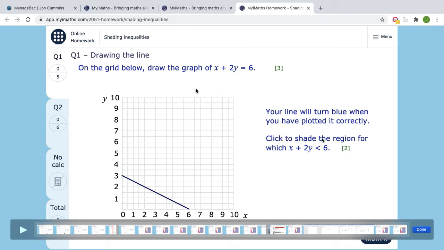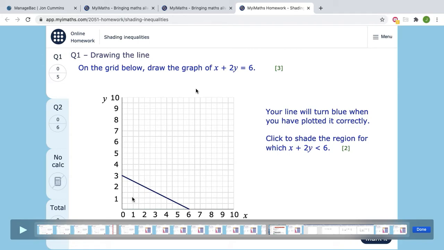So it says click to shade the region for which x plus 2y is less than 6. Well, bearing in mind that we just said that everywhere on the blue line x plus 2y is equal to 6, everywhere above the line x plus 2y must be greater than 6, and everywhere below the line x plus 2y must be less than 6.